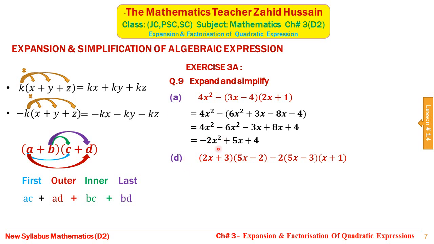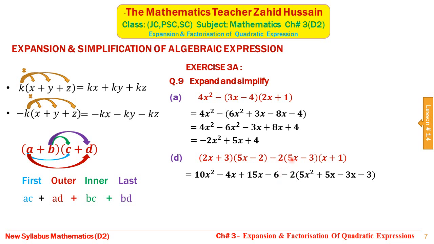D part of this question, again this expression has two terms. In first term there are two brackets, and in second term there are two brackets and one number first. So we will first remove these two brackets. 2x multiplied by 5x is 10x square. 2x multiplied by minus 2 is equal to minus 4x. 3 multiplied by 5x is 15x, and 3 multiplied by minus 2 is minus 6.